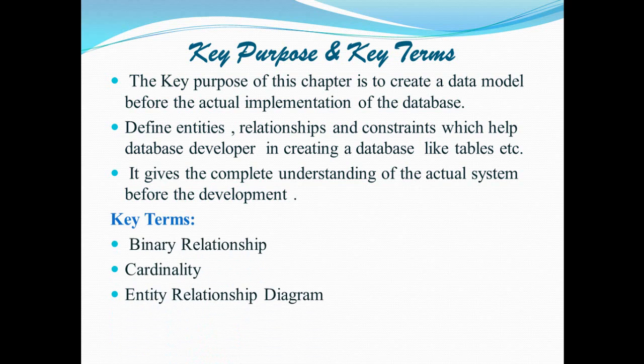Now, the key terms. Binary relationship. It is the relationship when two entities are participating, called a binary relationship, and the cardinality is the number of entities that are participating in a relationship. An ER diagram or entity relationship diagram is the graphical representation of entities and their relationship with each other. These are the key terms. This is all about the data modeling and entity relationship model.